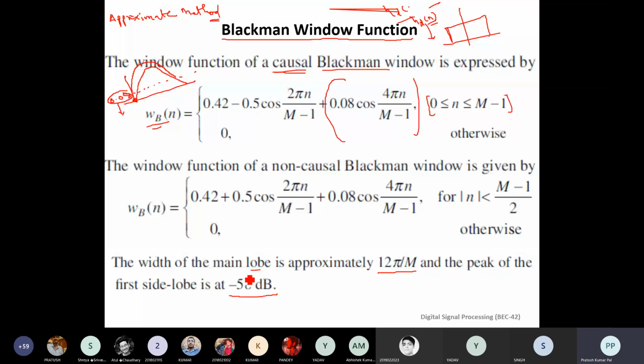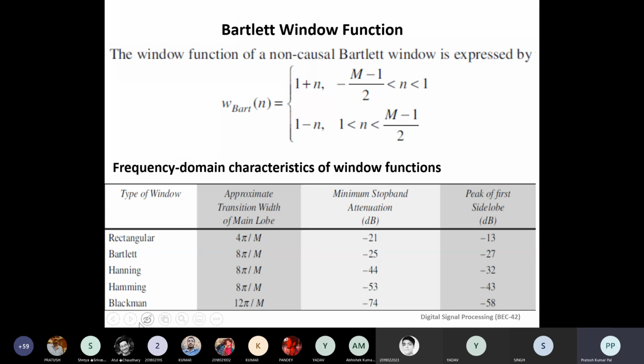After combining all the window functions, from there we can consider which one is good in terms of main lobe width and which one is good in terms of side lobe height. Okay, so another window is the Bartlett window. In the Bartlett window, it is the window function.